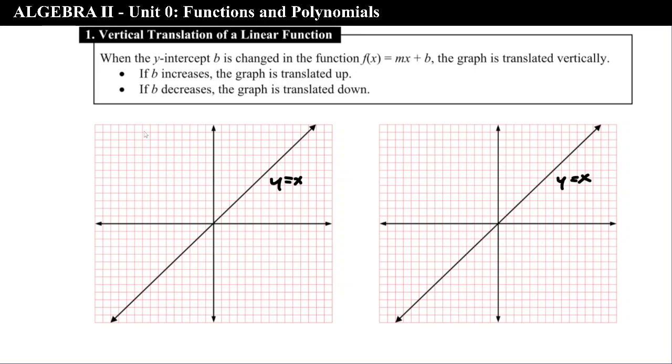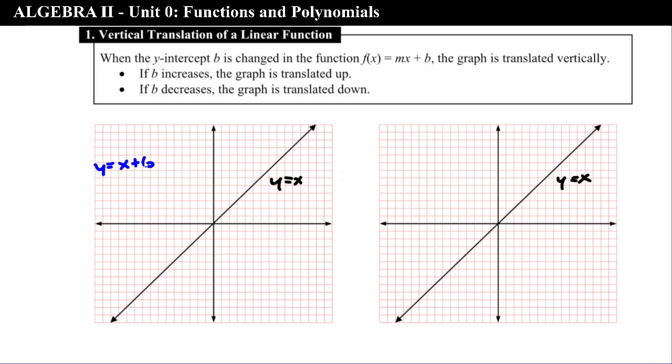All right, let's talk about if we were to translate this function. Okay, so let's say I want the graph y equals x plus 6. Okay, well, x plus 6 is a translation. So here is the definition specifically of what happens when you have a vertical translation of a linear function. When the y-intercept is changed in the function y equals mx plus b, the graph is translated vertically. So if b increases, the graph goes up. If b decreases, the graph goes down.